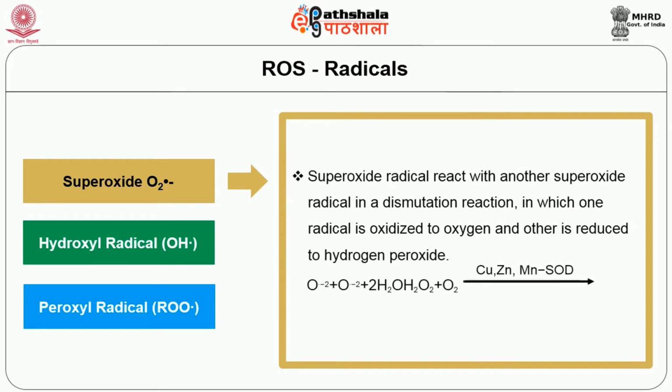Superoxide radical reacts with another superoxide radical in a dismutation reaction in which one radical is oxidized to oxygen and the other is reduced to hydrogen peroxide. So this is the equation: two superoxide anion radicals combined together give hydrogen peroxide and an oxygen molecule.